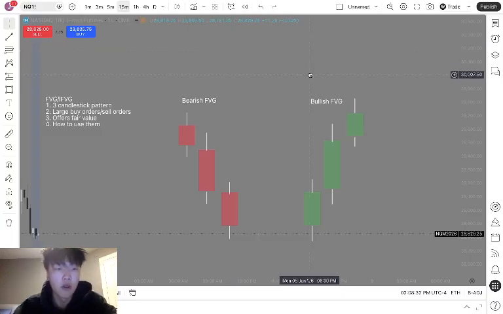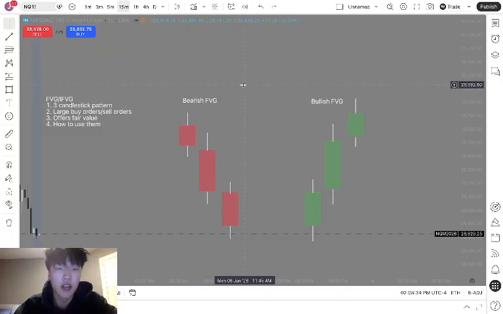So, first, we got to understand that a fair value gap is made up of three candlesticks, right? So it's a three candlestick pattern. There must be three different candles to create a fair value gap, and these fair value gaps happen when there's either a large buy order area or a large sell order area. And the purpose of them is that because of that large movement in price, it creates a gap between wicks, which is an area where price can return to offer fair value and then start continuing down, right?